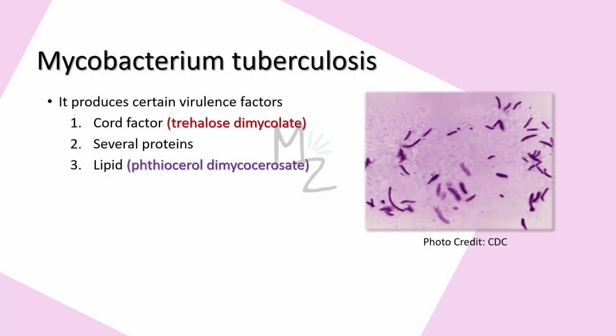Mycobacterium tuberculosis produces certain virulence factors which play a major role in its pathogenesis. Number one is the cord factor, that is trehalose dimycolate. Virulent strains grow in a characteristic serpentine cord-like pattern, whereas avirulent strains do not.